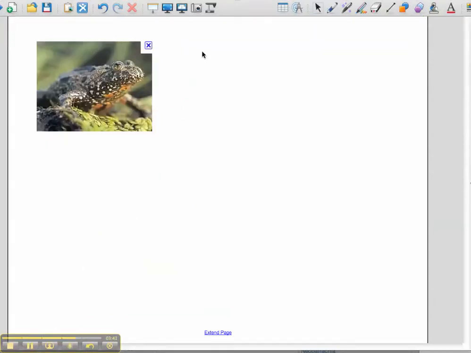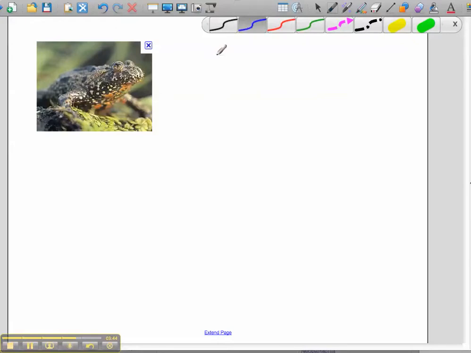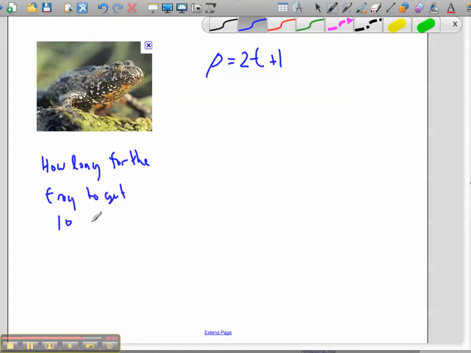All right, let's try another example. Let's recall our mathematical model was P equals 2t plus 1. And now let's ask ourselves another question, which is how long for the frog to get to 47 meters. Alright, so position 47 meters, we want to know how long it will take the frog to get there. Alright, so we simply solve this for time.